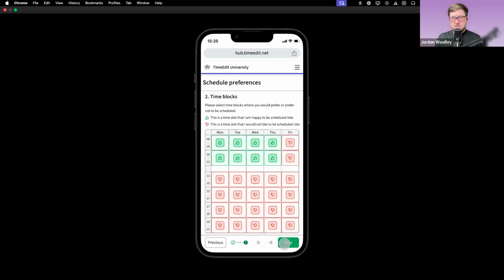So I said I was a morning person. I said I don't like Fridays. So the system has said, well, these are the ones that you want to be scheduled into, and these are the ones that you prefer not to be scheduled into. And I'm seeing Monday to Friday, 8 a.m. till 9 p.m. because that's my university's hours. You might have different hours. You might have different limits. So as you said, Laura, it might be a maximum of 6 time slots where a student says, I would like to not be in these slots.